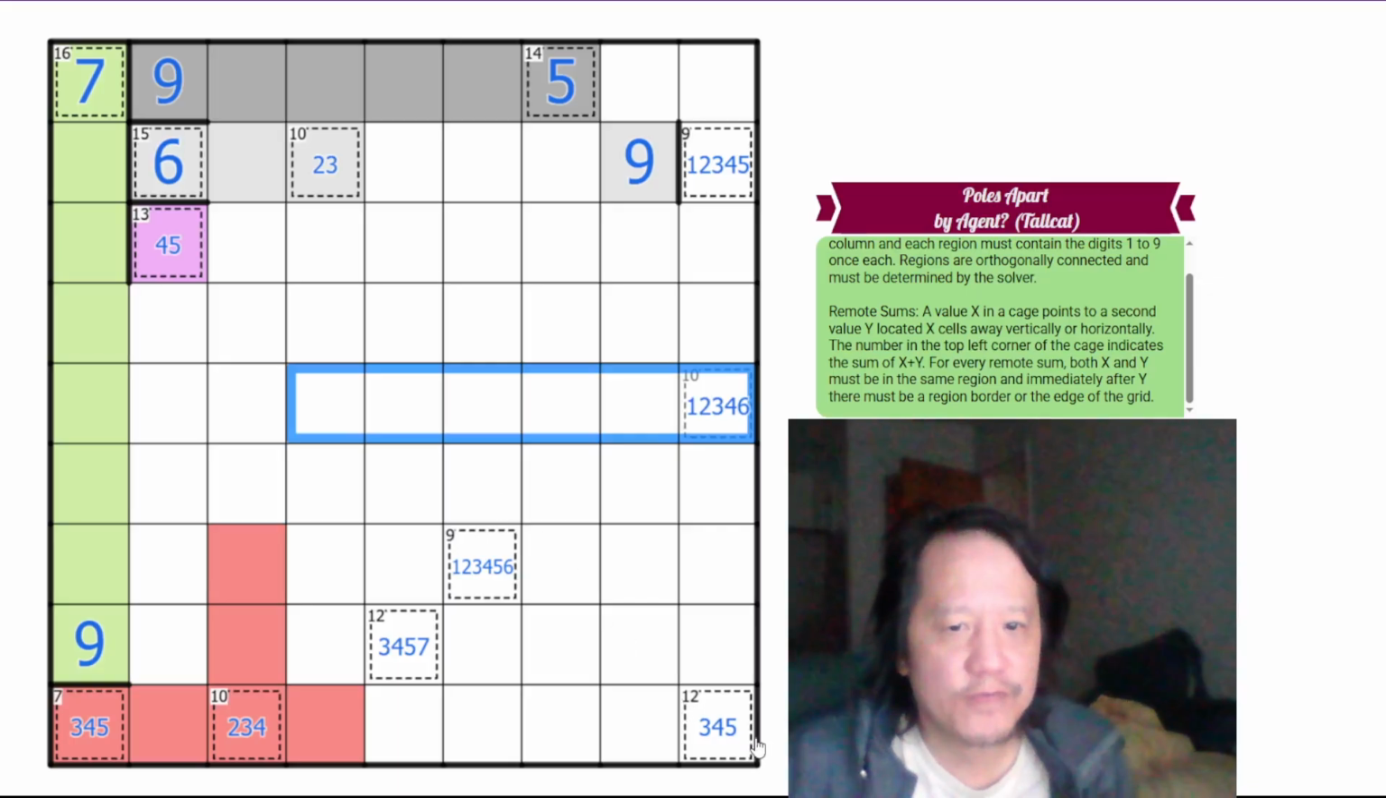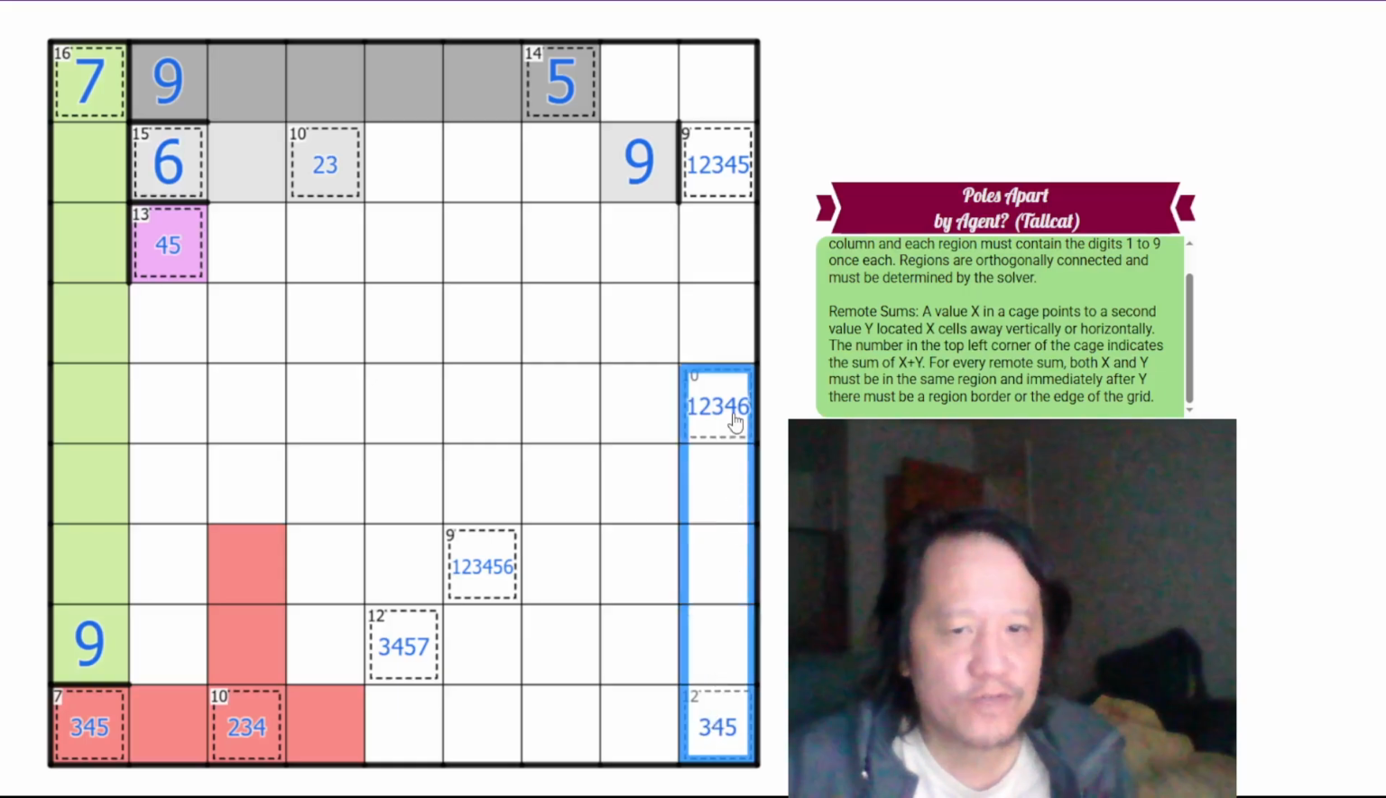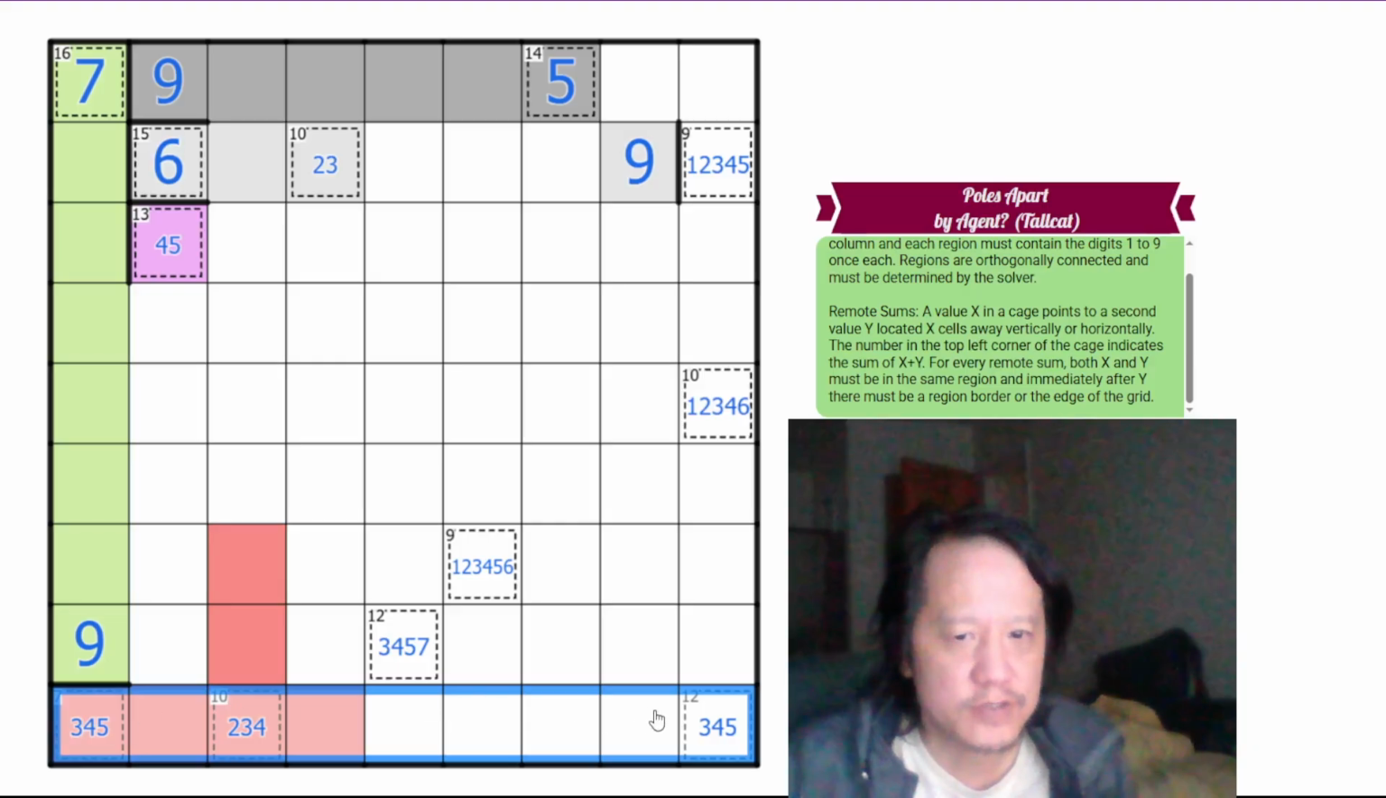So we have 3, 4, 5 here. 1, 2, 3, 4, 5. So 1, 2, 3, 4, 5 would be that way. If we tried going this way, 1, 2, 3, 4, 5, these would have to be part of the same region, which obviously can't work.